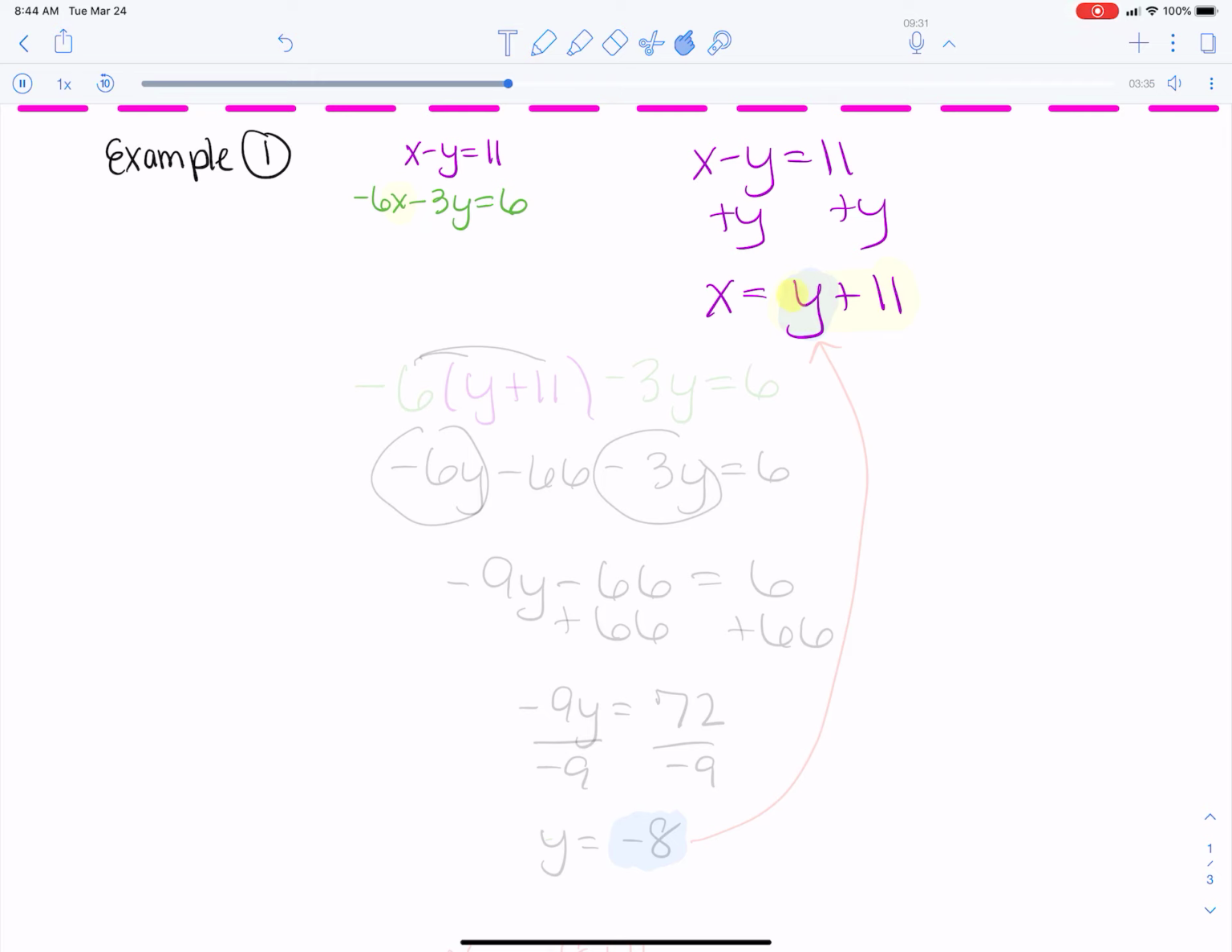I'm going to take what x is equal to, which is y plus 11, and I'm going to substitute it in for my x in my other equation. So now I'm just going to rewrite negative 6, but instead of x, I'm going to replace x with y plus 11, minus 3y equals 6. Now when we look, I don't have an x in this equation anymore, I just have a y. So now we're going to solve for y.